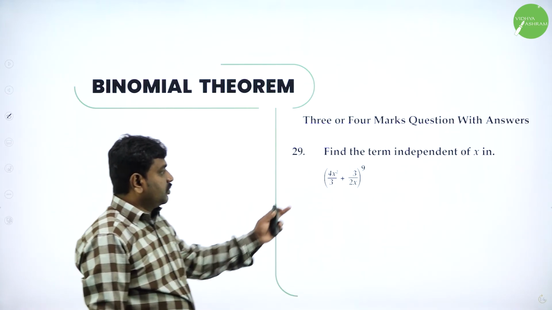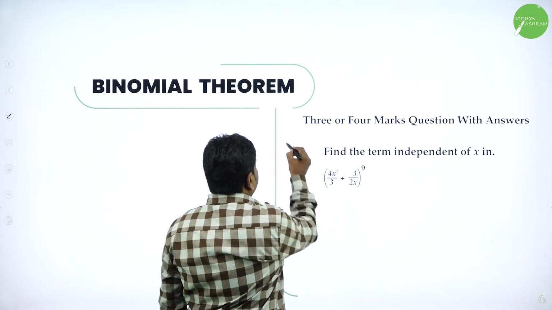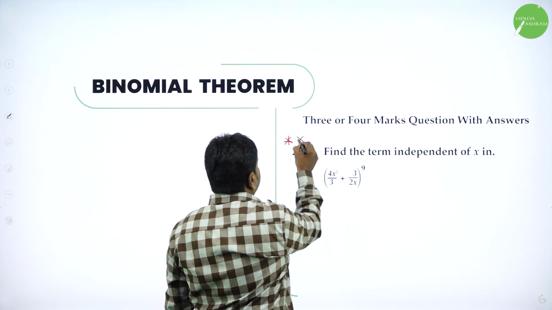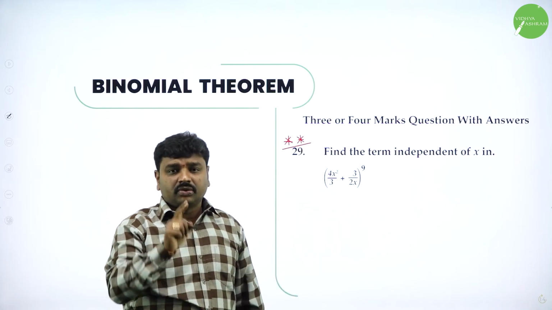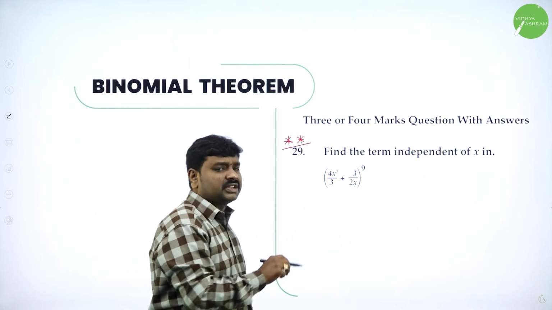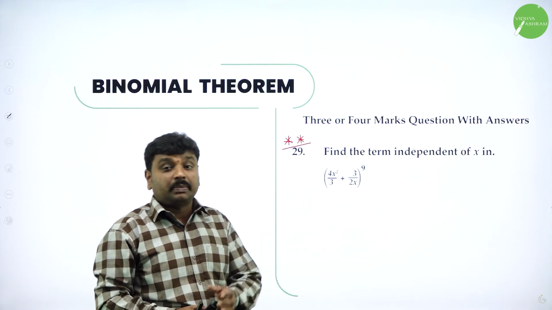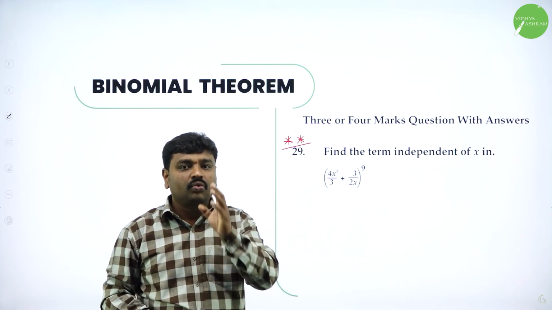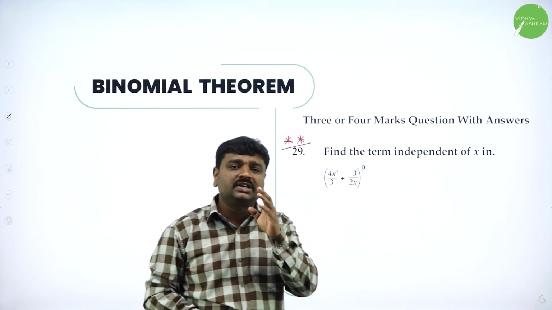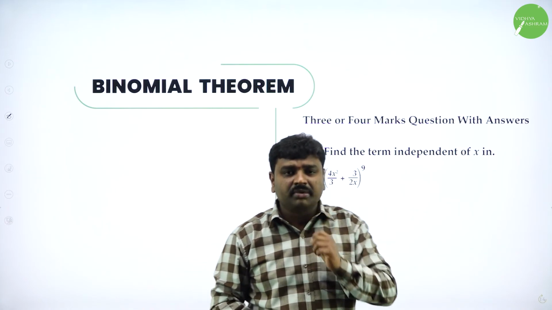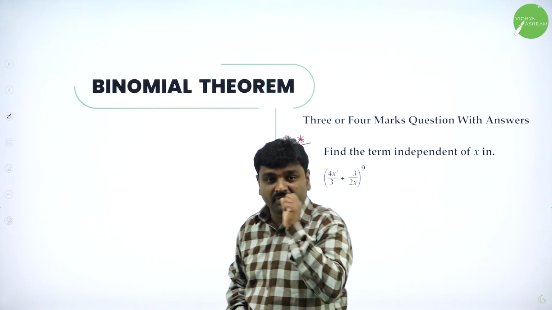So now they want the term independent. From here it is most important, they want the term independent. Term independent means a term which does not contain x. They wanted to find the term independent of x. Same method, we'll use T(r+1) and the power of x we should equate it to 0. If you want the term independent of x, it is also called the constant term. If you want the constant term or term independent of x, we have to equate the power of x to what?